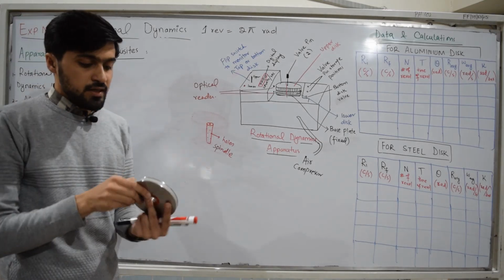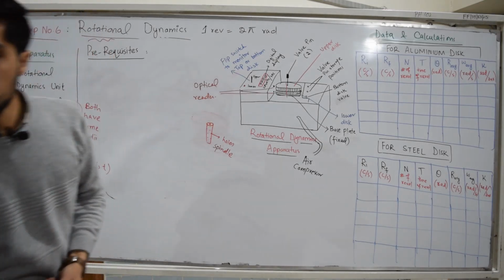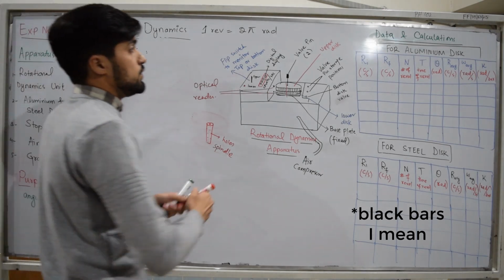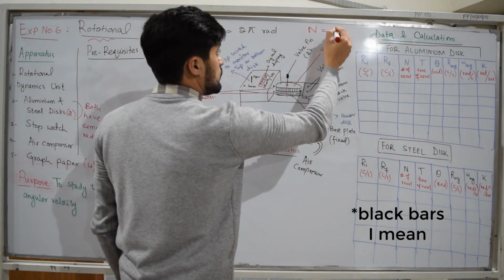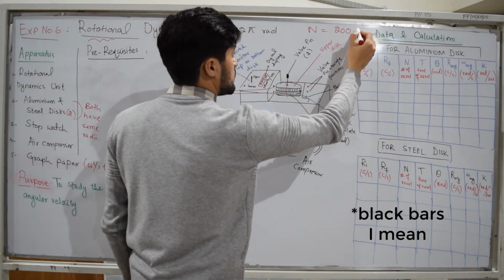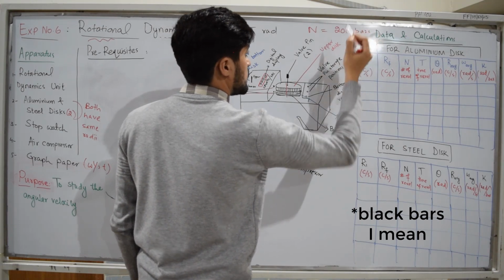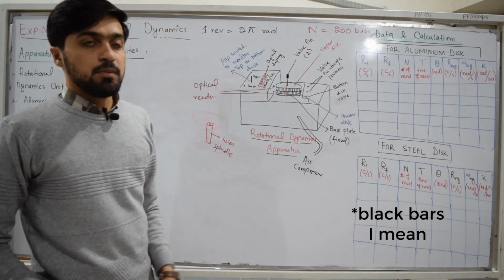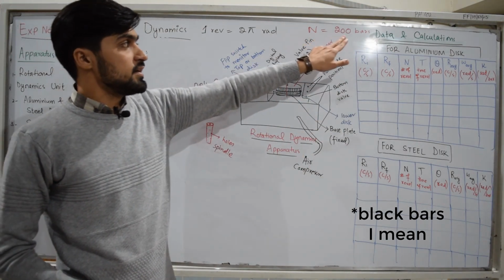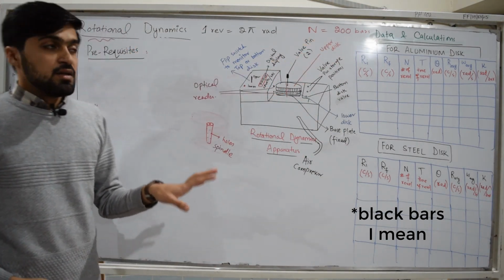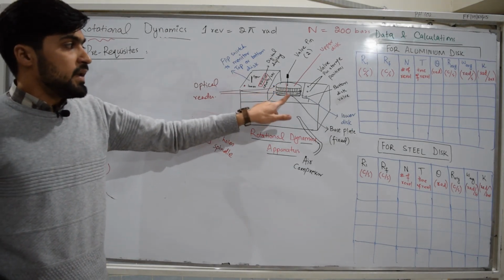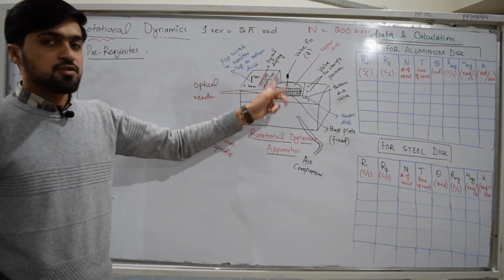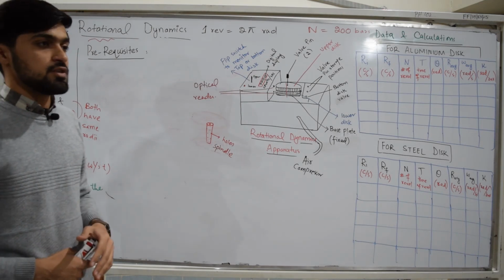Now there are actually 200 bars on this disc. So keep in mind, we have n equal to 200 bars, you can say. So don't confuse this n and this n. We will be discussing it shortly. I am representing this n to be 200 because there are 200 black strips or 200 black bars on this disc. So the function is very simple.